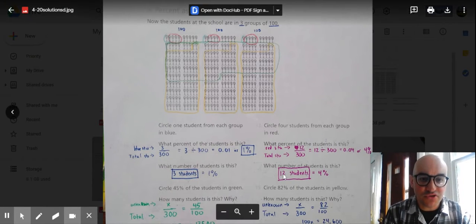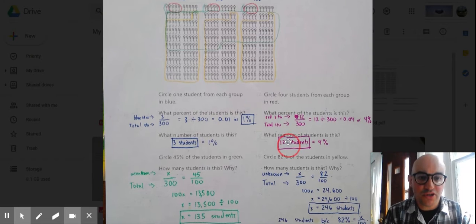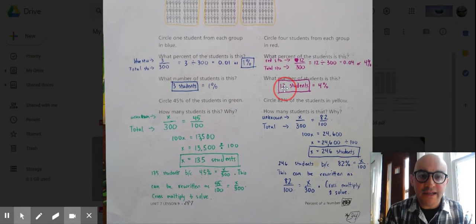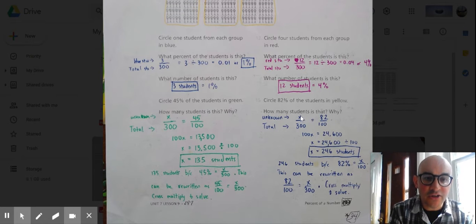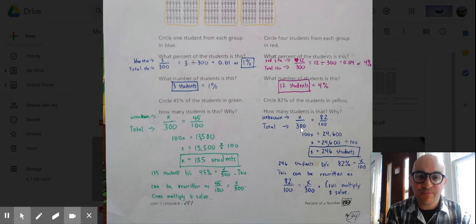And then what number of students is this? Well, I have 3 groups of 4. There's 12 students. Pretty straightforward there. And then this final problem, circle 82% of the students in yellow. How many students is that? Just like we did on the problem to the left, we're going to set it up very similarly. Unknown on top, x. Total number of students on bottom, 300. And then 82 over 100, which comes from 82%.